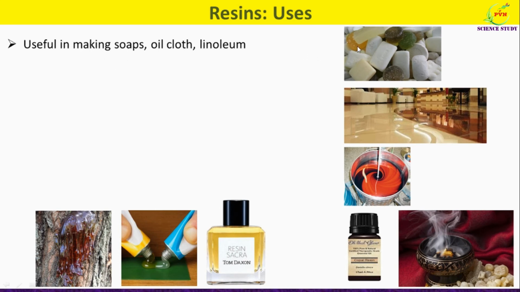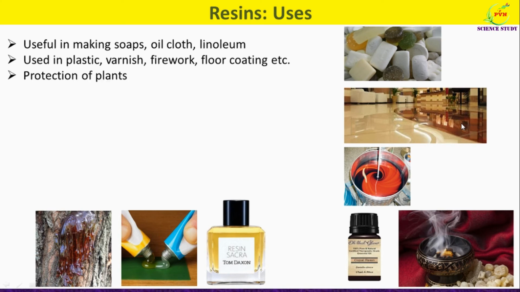Resins are useful in making soaps, oilcloth as well as linoleum. Resins are also used in the manufacturing of plastic, varnish, firework as well as the floor coating, as you can see here. The toxic resinous compounds produced by the plants confound a wide range of herbivores, insects and pathogens. So they protect the plant. Resins possess antiseptic properties and so they protect the plant from decay, as you can see here.